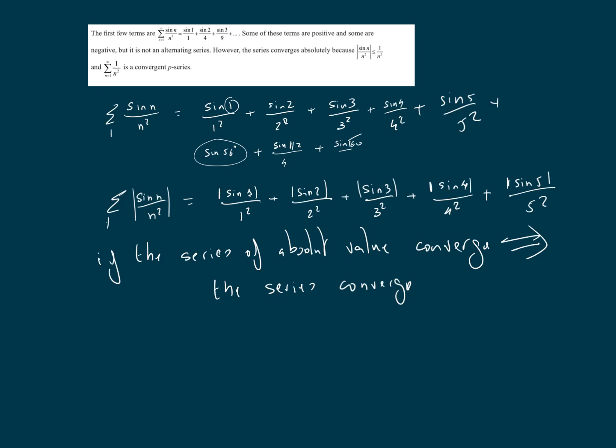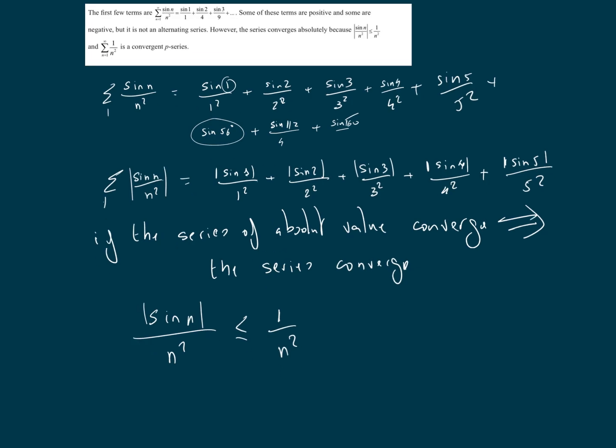We will compare the series of the absolute value of sine n divided by n squared. This is always less than or equal to 1, because sine of n takes a maximum value between 1 and minus 1, and the absolute value of minus 1 is 1. So the absolute value of sine of n divided by n squared is smaller than 1 divided by n squared.